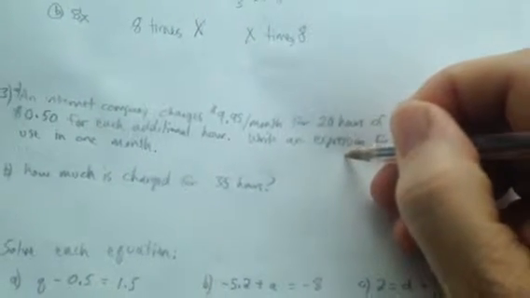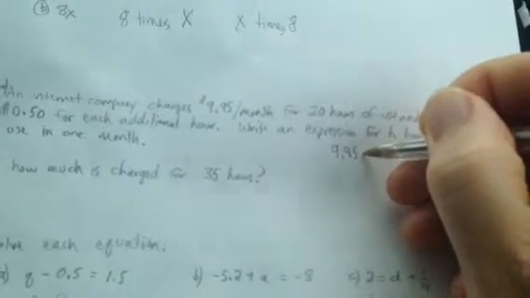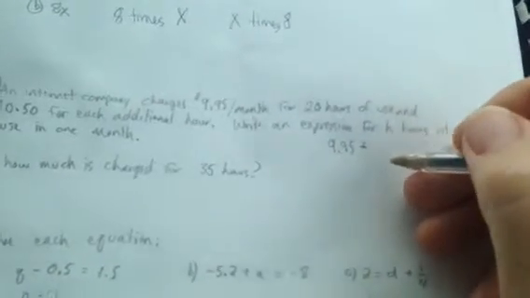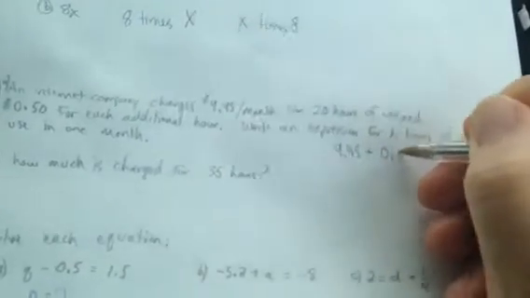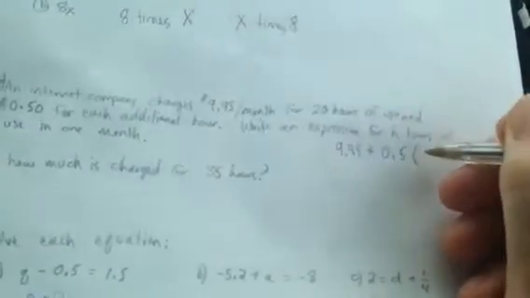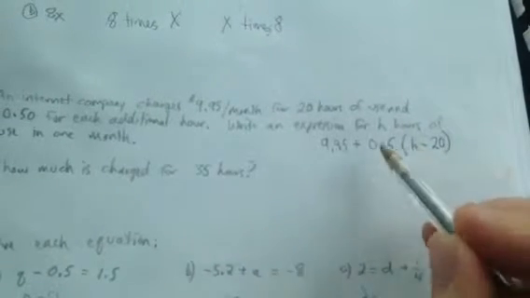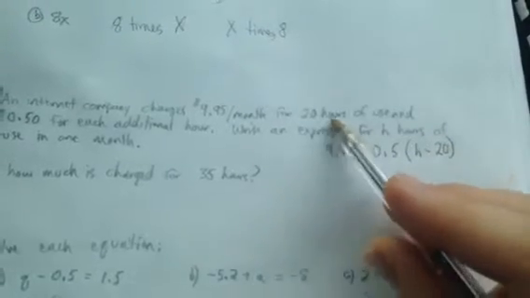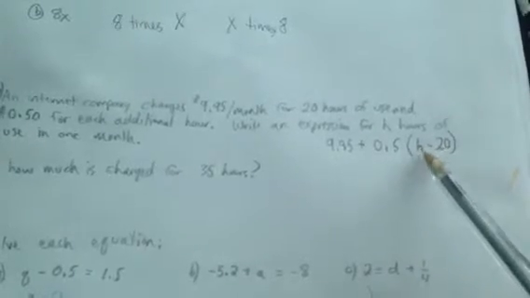So the expression would be, it costs you $9.95 each month, and then for every hour over 20, it would be 50 cents, right? So 0.5 times the hours minus 20. And you just have to think about that in your mind. If you did 40 hours, it would cost you $9.95, and then 40 minus 20 is how much you went over 20 hours, and each of those cost 50 cents. So it would be 50 cents times 40 minus 20, which is equal to 20.